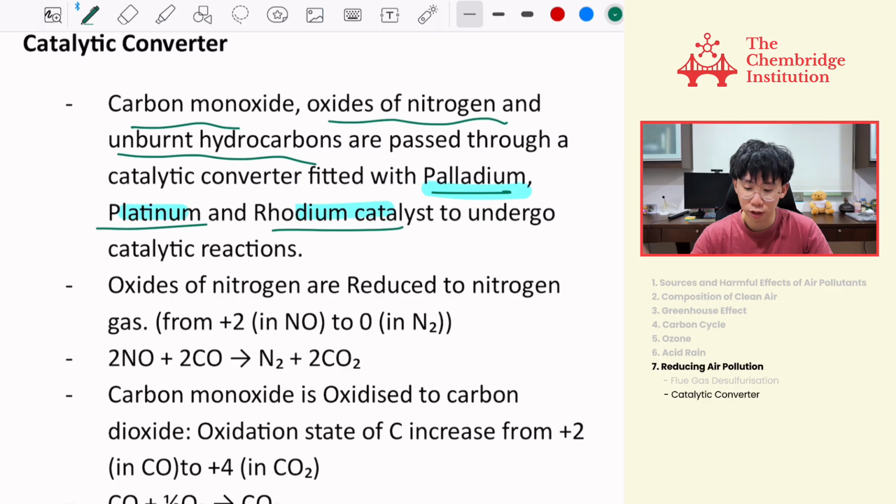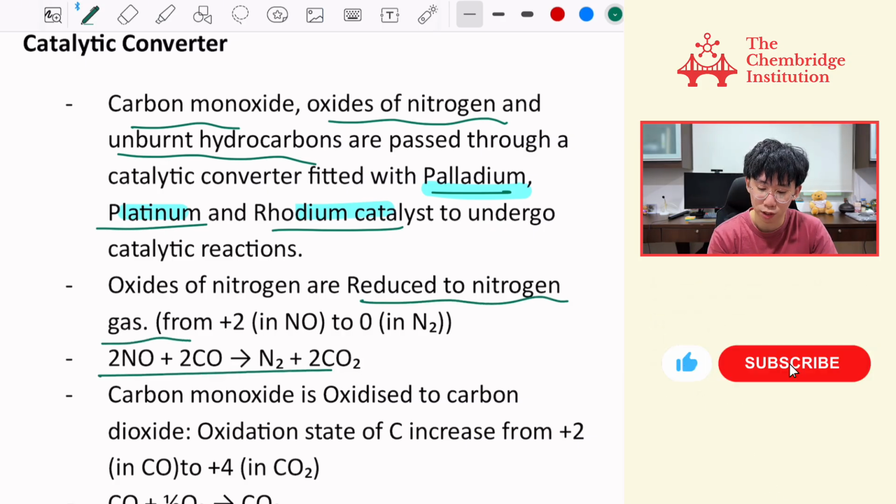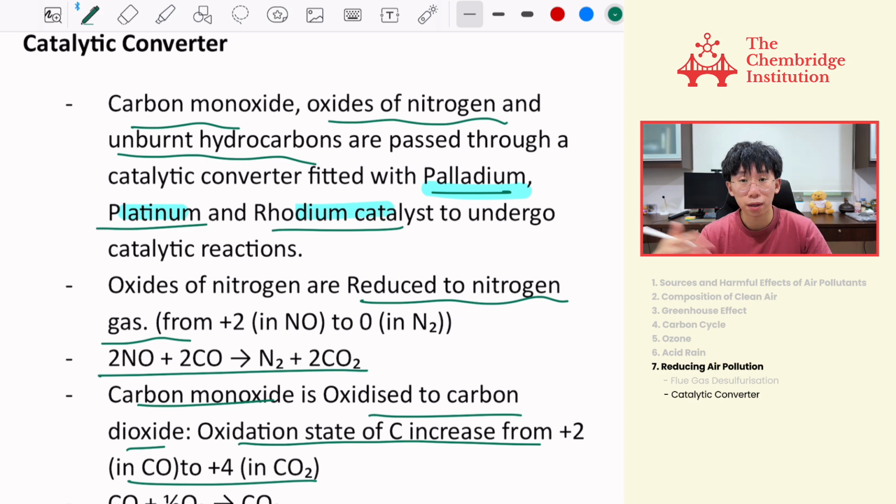So your oxides of nitrogen is first reduced to nitrogen gas through this reaction over here. At the same time, your carbon monoxide is also oxidized to carbon dioxide. So this would happen first, and NO plus CO will give N2 plus CO2. And N2 is very harmless, CO2 is a greenhouse gas, it's still a bit harmful, but of course it's less harmful than oxides of nitrogen and carbon monoxide.